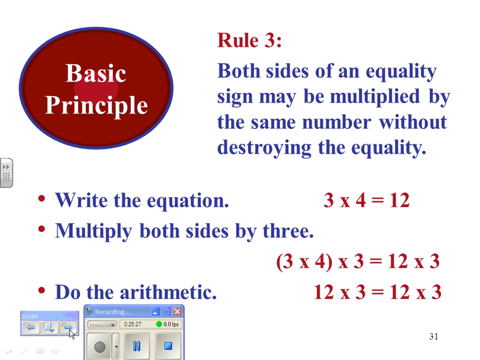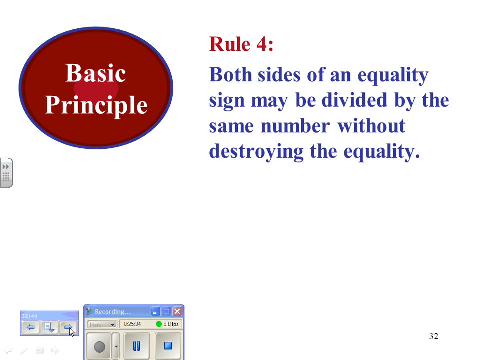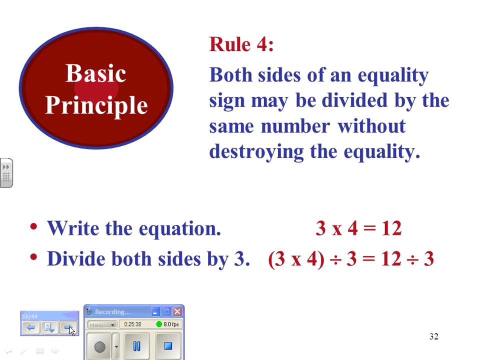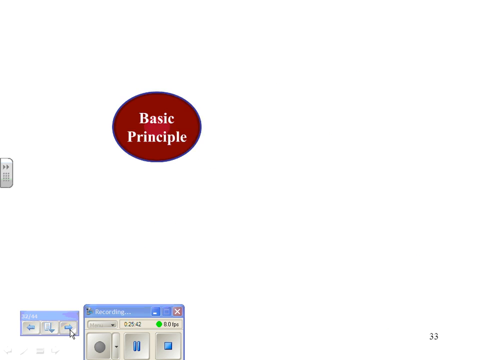Okay, silly stuff. Do the arithmetic. Let's move on. And rule 4, both sides may be divided. Oh, they did have that one. Okay, let's rush through this one because everybody knows you can divide both sides by a single number.